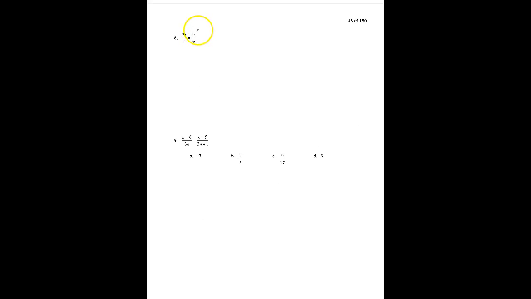Here we have a couple more. Again, this one needs to be done with cross multiply. So the first diagonal there is 4 times 18, and that's going to equal 2x times x. 2x times x is 2x squared. It's not 3x. Don't make that mistake, because 2x plus x would be 3x, but 2x times x is 2x squared. And then 4 times 18 I'm going to leave alone.